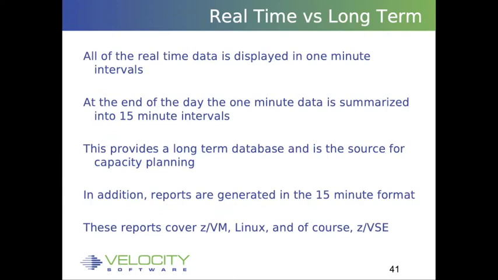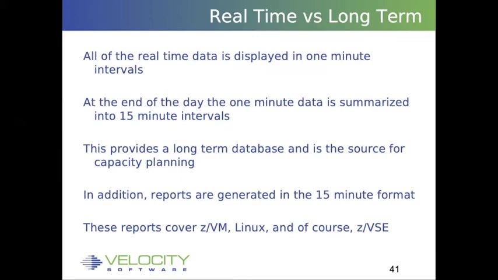Real-time data is always displayed in 1-minute intervals. At the end of the day, there's a process that starts up called ZMAP, that takes all that real-time data, all that 1-minute data, and summarizes it into 15-minute intervals. And that provides a couple of different things. That provides for a bunch of reports that we generate based on that summarization, but it also puts that data into a long-term database. And that long-term database is a source for capacity planning purposes.